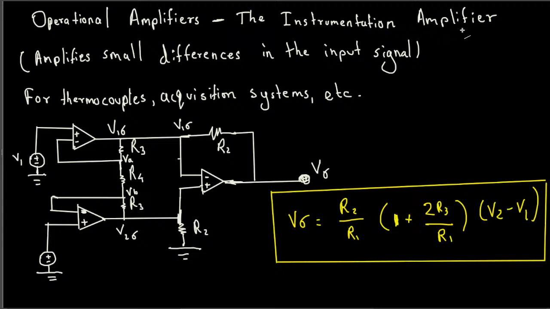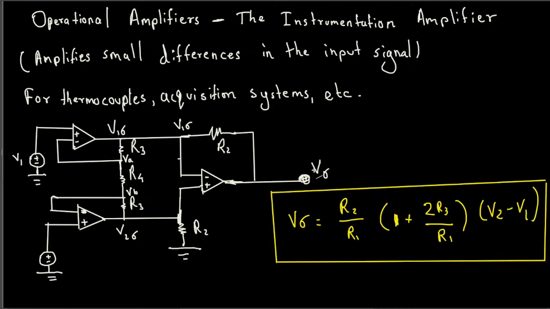Instrumentation Amplifier. This is one of the operational amplifiers, and it amplifies small differences in the input signal. It's also used for thermocouples, data acquisition systems, etc. And here's the circuit. Here we have V input and then V output.